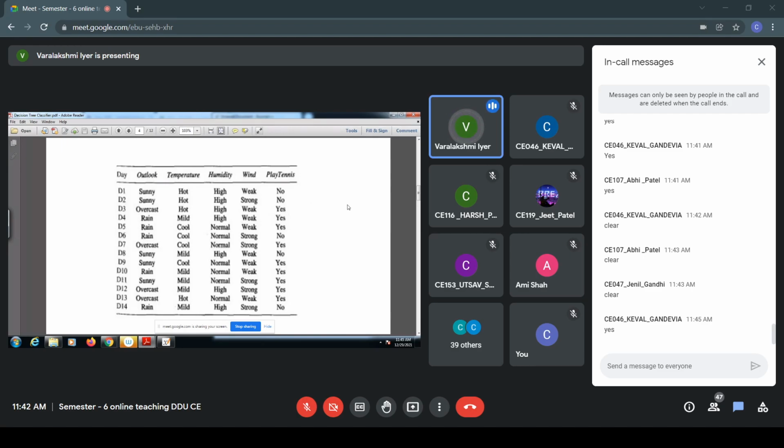You are already aware of the formulas, information gain and entropy. So try to create the entire decision tree, and in the next lecture we'll discuss if you are facing any difficulty. Okay, is it clear to everyone? Come up with the entire decision tree for this particular data set in the next lecture. Take the snapshot if you want.